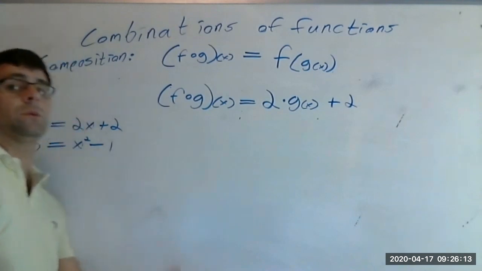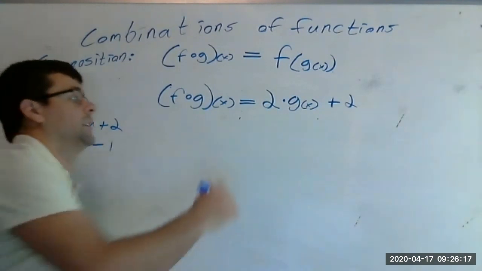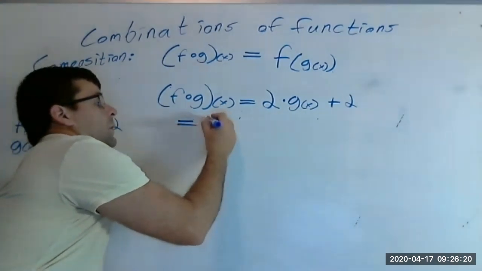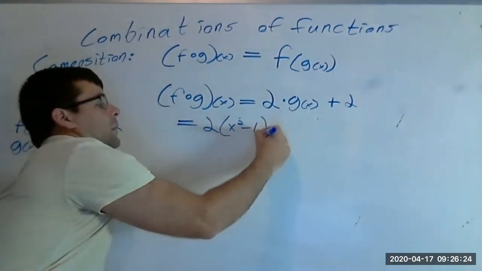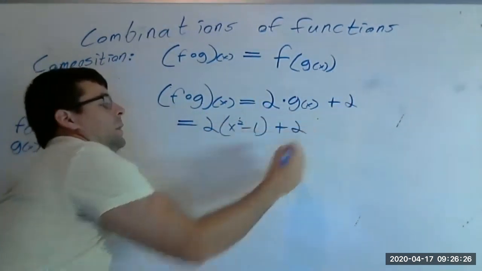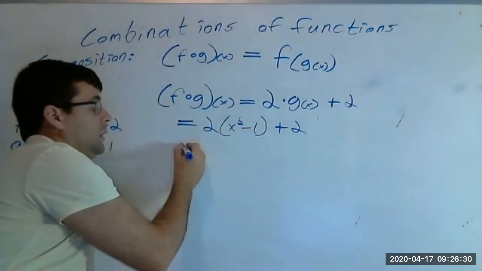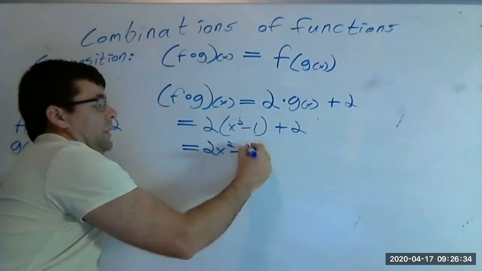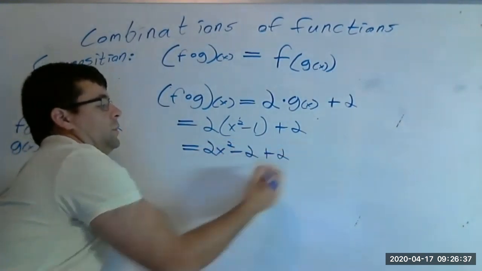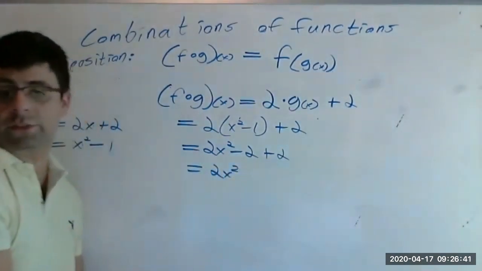What does g of x equal? So everywhere you have a g of x, you put x squared minus 1. So 2 times x squared, minus 1, plus 2. Simplify everything out. 2x squared minus 2 plus 2. 2x squared.